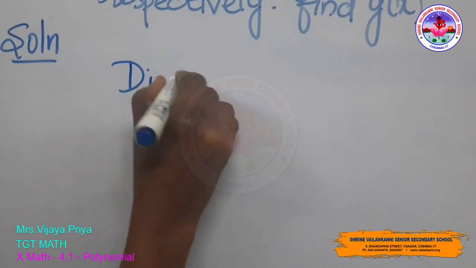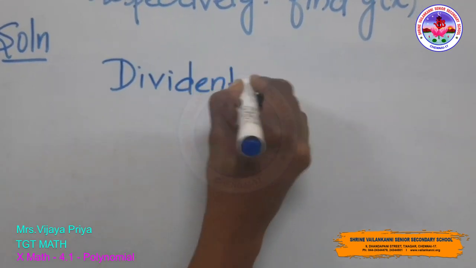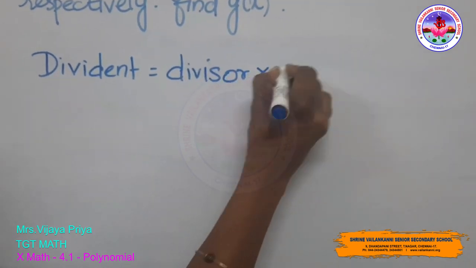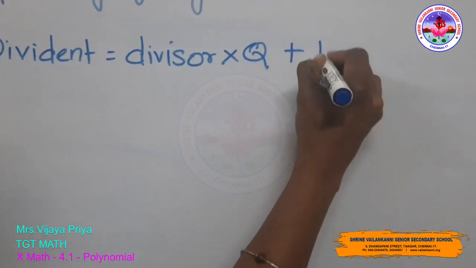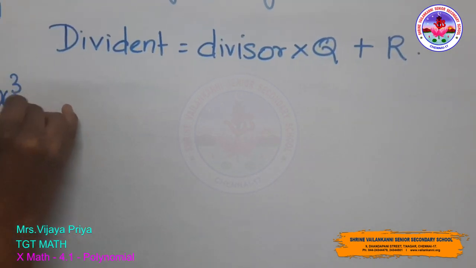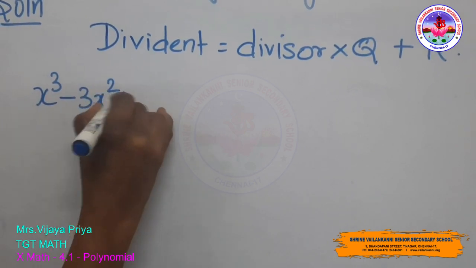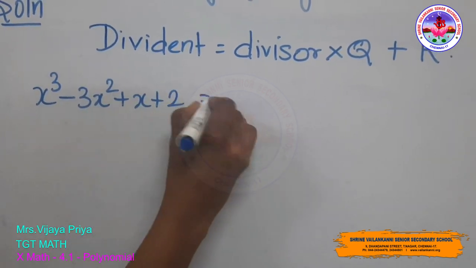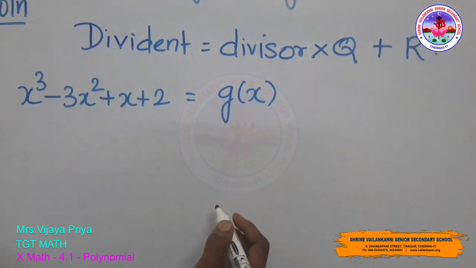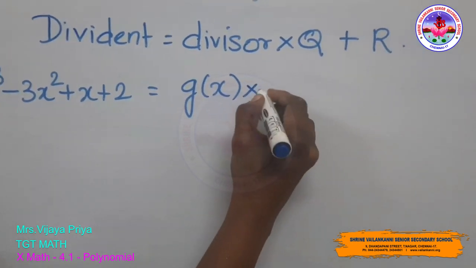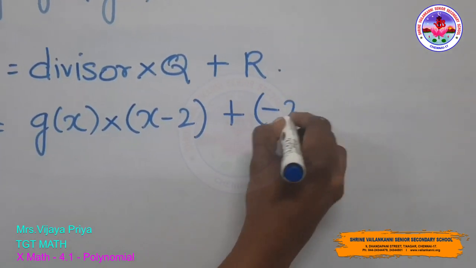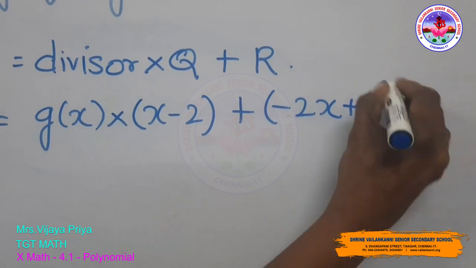where dividend is equal to divisor into quotient plus remainder. So where my dividend is the polynomial x cube minus 3x squared plus x plus 2, where my divisor, which is not given, so I am writing it as g of x. Quotient is given as x minus 2 and remainder is given as minus 2x plus 4.